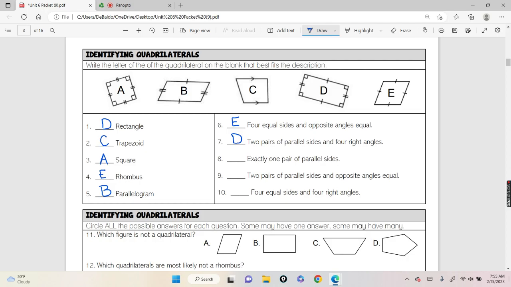Number 8, exactly 1 pair of parallel sides. So this one is going to be our trapezoid, because we know that a trapezoid only has that one characteristic.